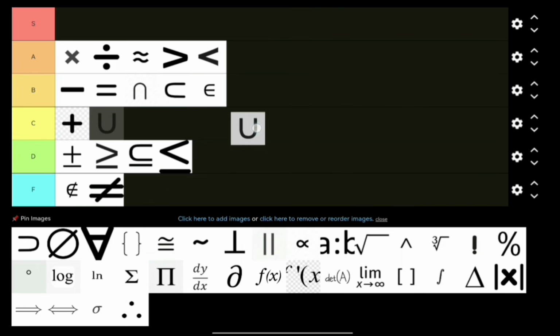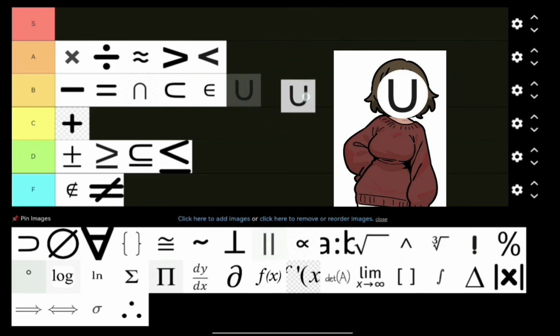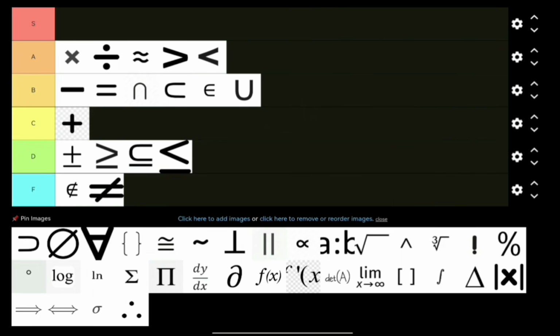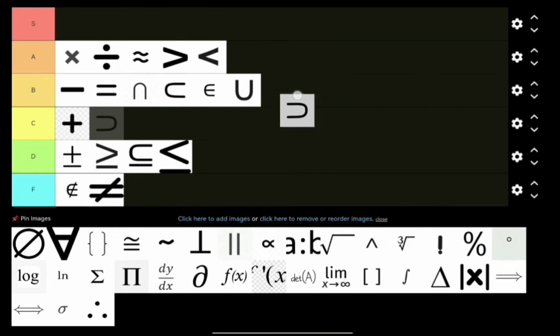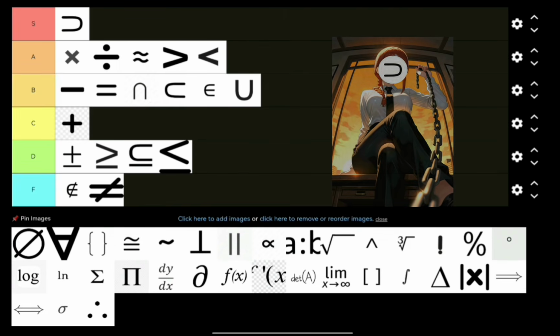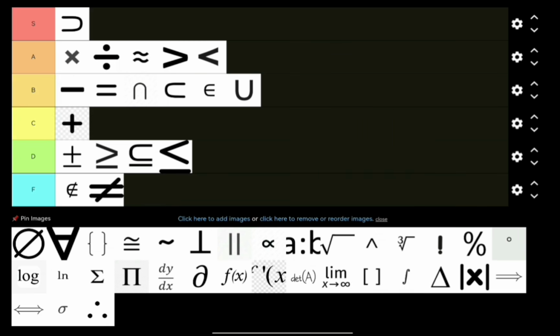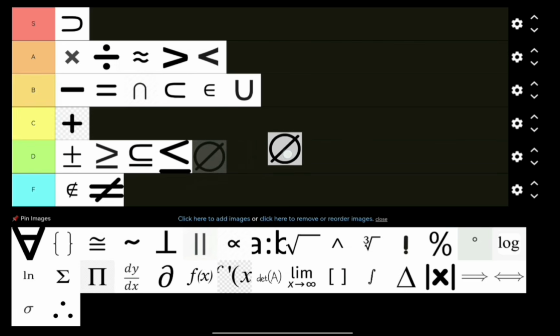Union, she's a torta, but we like tortas as it is, so I'll say B tier. Superset, that's S tier. You know what? She dominates you. You're gonna have the best time of your life with Superset, right? You know what I'm saying? So yeah, S tier.